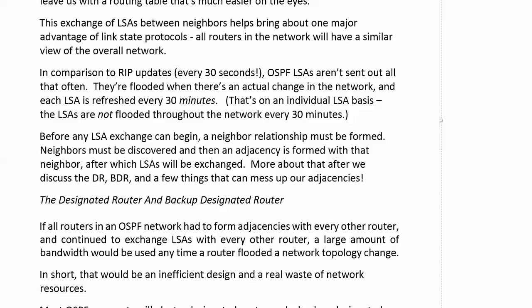So again, the LSAs are flooded every 30 minutes, but each one has its own little timer. They're also flooded when there's an actual change in the network. But again, that refreshing is every 30 minutes, and it's on a per LSA basis.